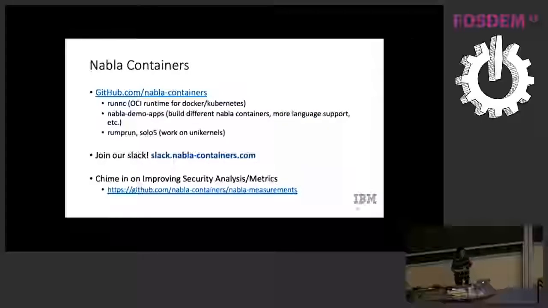This is still a fairly new project, and we have multiple projects: runnc, which is the actual OCI runtime itself; Nabla demo apps, where you can try different applications, different languages, and so on; and there's also the runtime and Solo5, which is really the meat of the unikernel work. We also want to get some feedback on what other people think about the metric.